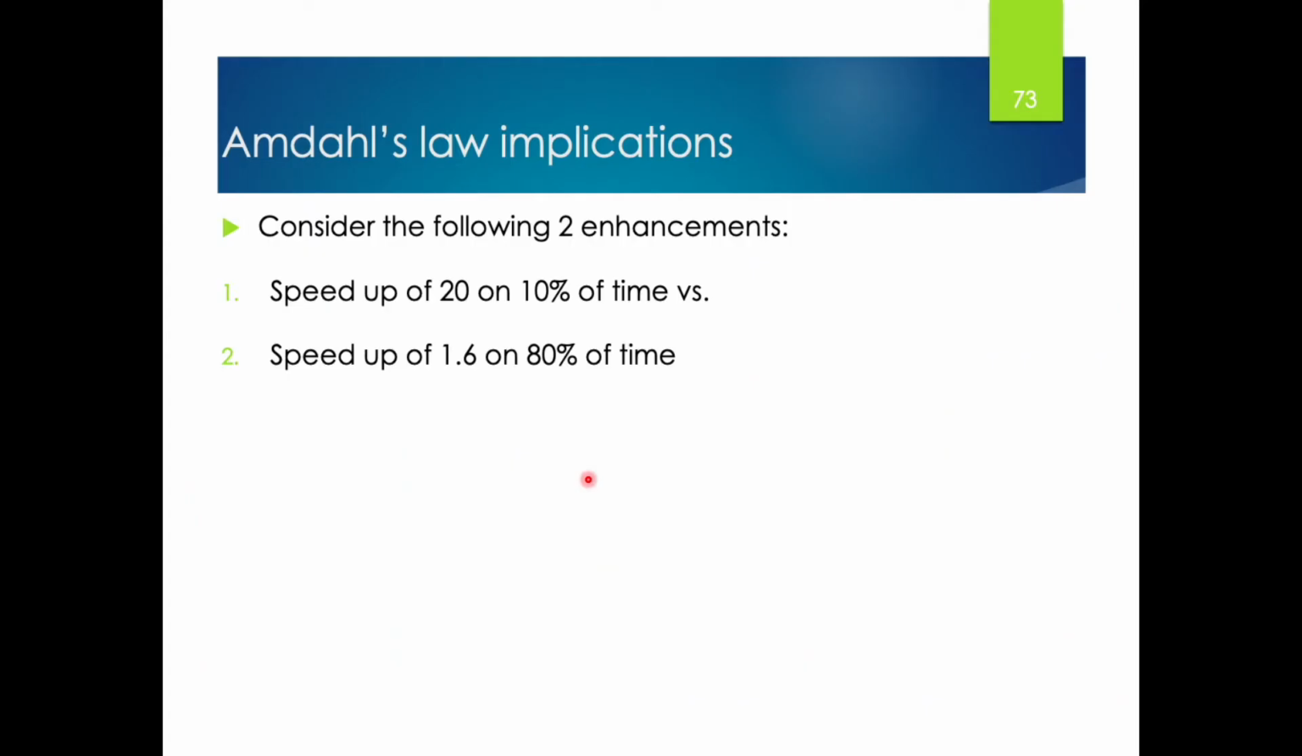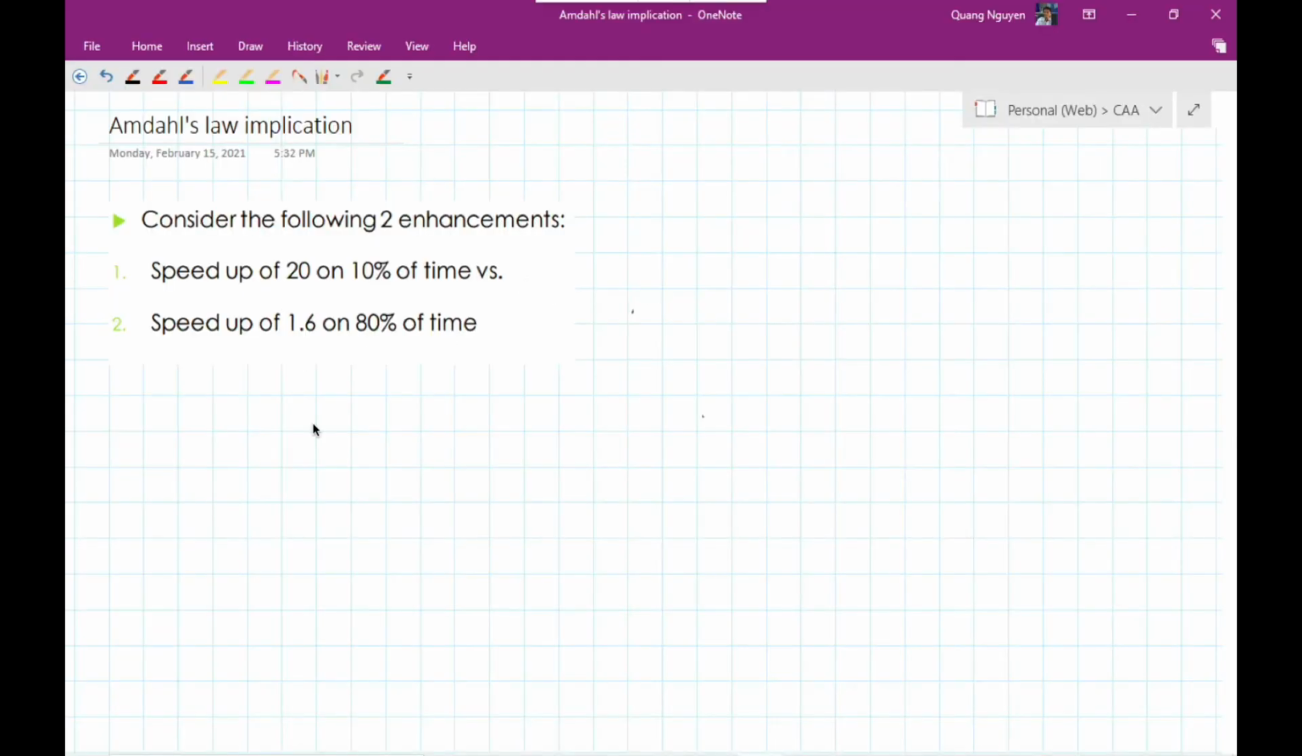Now we will do some exercises. The first one considers the following two enhancements in a system. There are two circumstances. The first one is you make a speedup of 20 times on 10% of the time of the system. And the second circumstance is you make a speedup of 1.6 on 80% of the time of the system. I give you 1 minute to think about the problem.